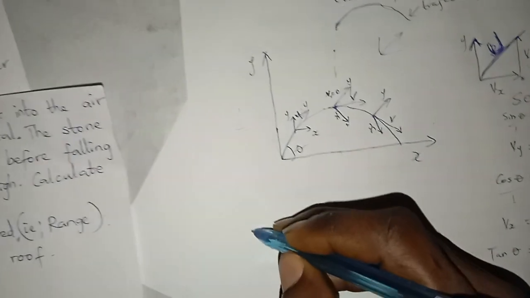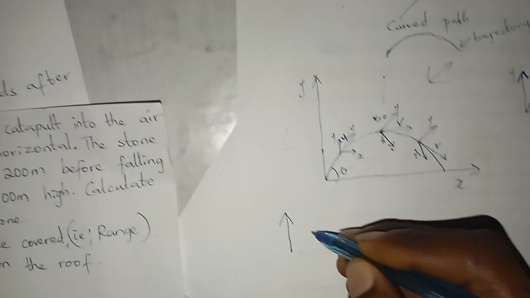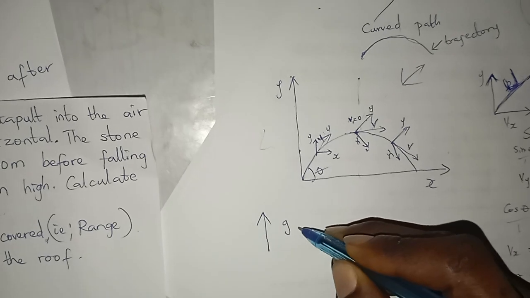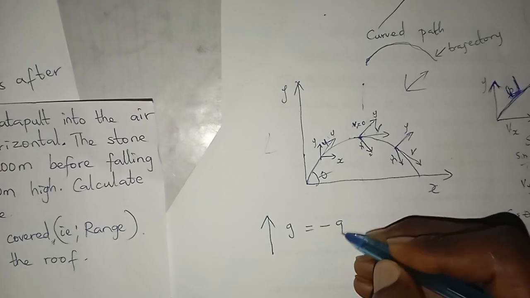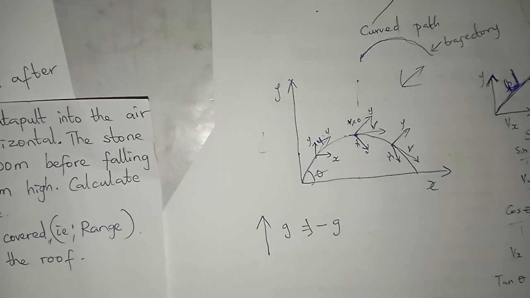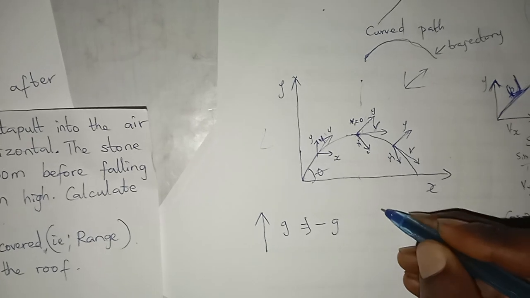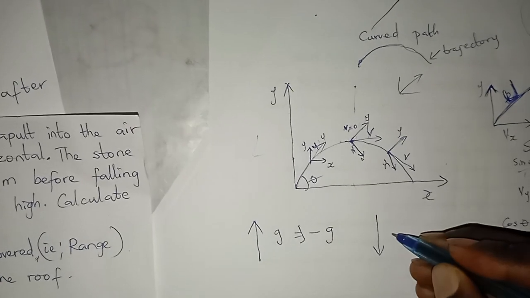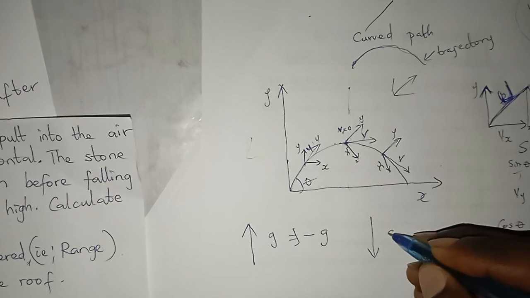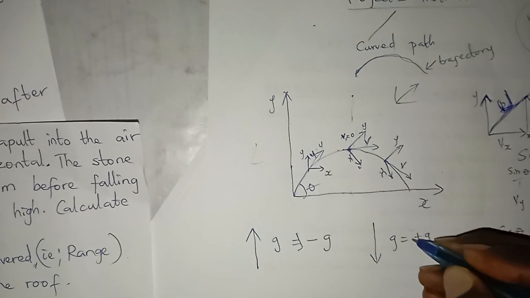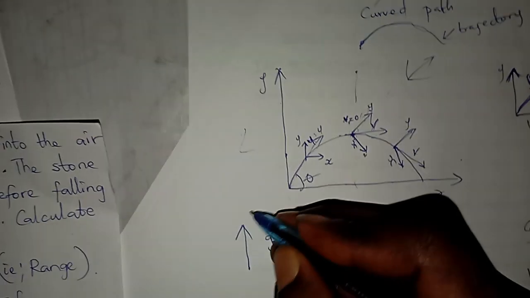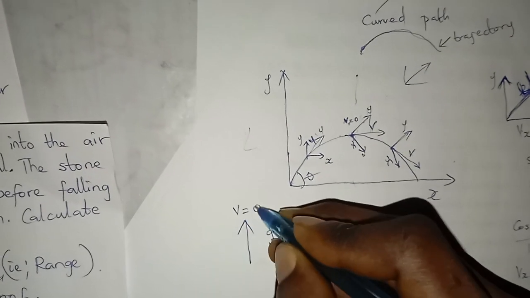if I throw a ball up, it's going against gravity. So for that reason, g will be equal to minus g if I throw a ball up. But if a ball is coming down, you need to know that as it's coming down, g will be equal to plus g. G will be obeying gravity, so it will be plus g. And you need to know that when something is thrown up, the final velocity is 0.